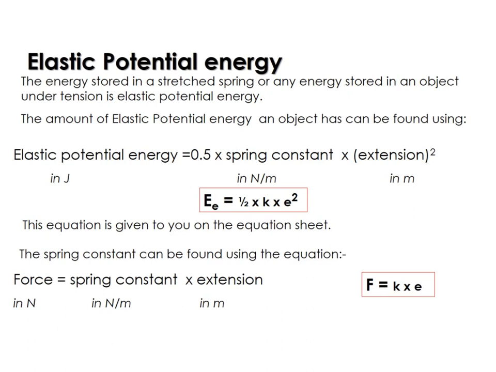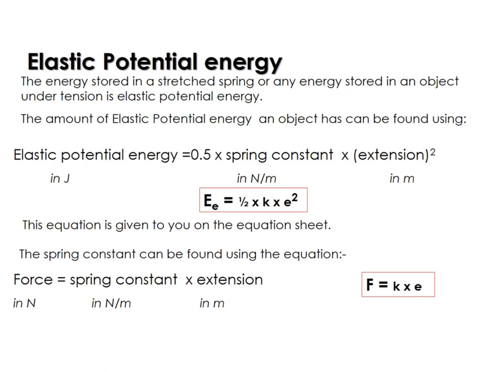If the examiners wanted to increase the difficulty of a calculation question involving this equation, what they would do is expect you to work out the spring constant k first. In order to work out the spring constant, you have to remember the equation: force is equal to spring constant multiplied by extension. Force is measured in newtons, spring constant is measured in newtons per metre, and extension is measured in metres.